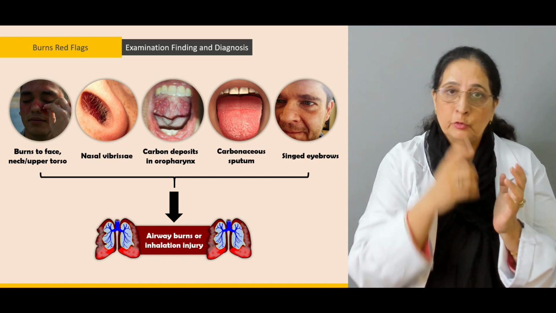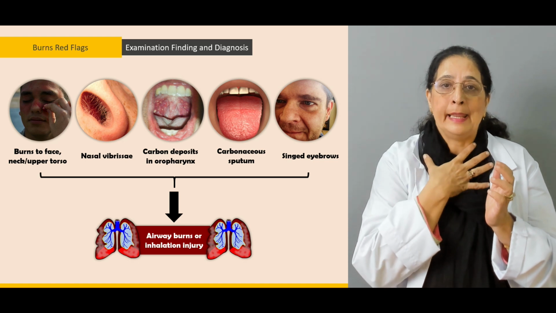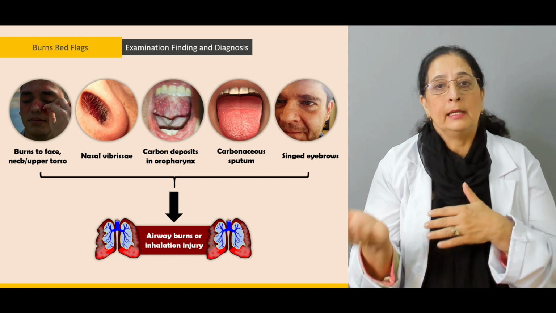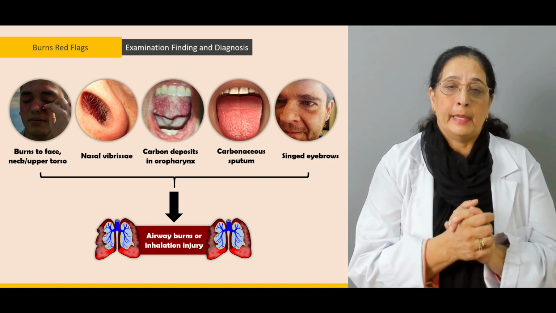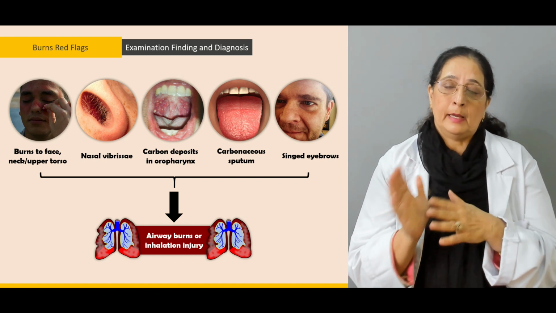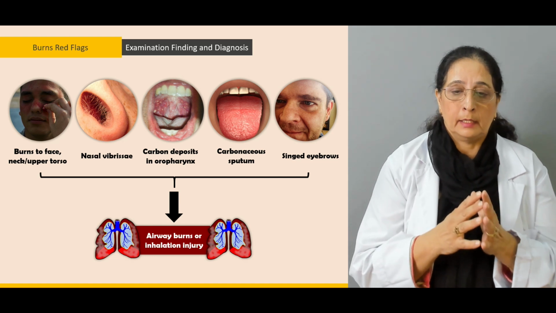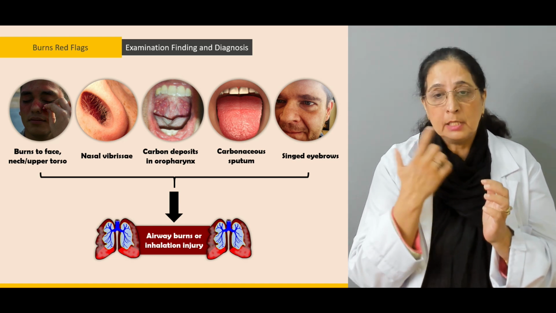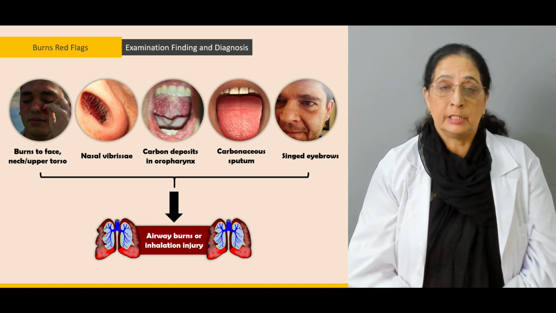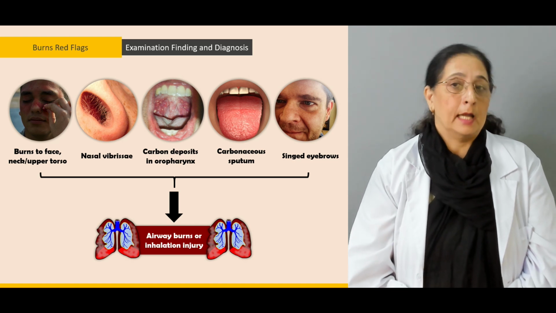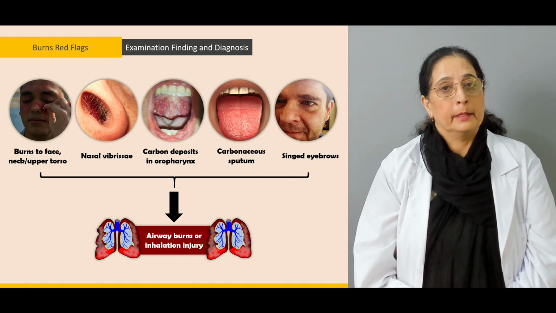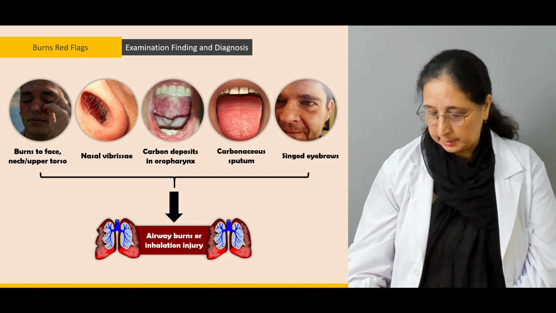If there is a burn to the face, upper torso and neck, most likely the patient has airway burns also, and they will have all these different manifestations. If there is involvement of the nasal vibrissae, it might be an upper airway or inhalation injury. Carbon deposits in the oropharynx, carbonaceous sputum that comes out, and singed eyebrows: these are characteristics of an inhalation or airway burn injury.